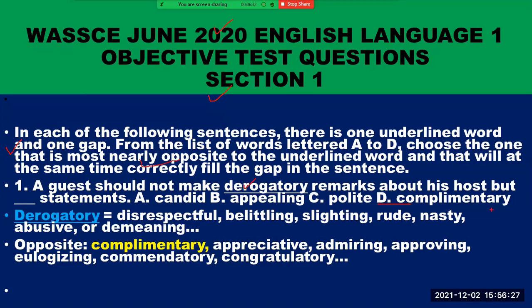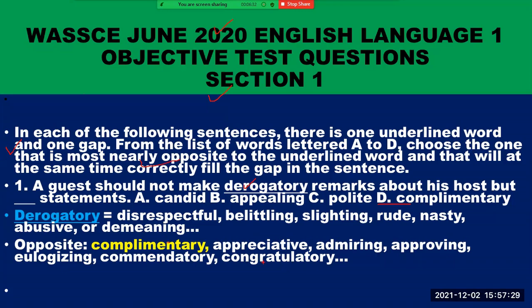Your remarks could be polite generally, and when you refer the remarks to somebody, it could also be polite, but complimentary is more of the opposite of derogatory than polite, especially in this context. All right, so you can see we have quite a number of opposites of derogatory. We have complimentary, which we have chosen. Then we have appreciative, admiring, approving, eulogizing, commendatory, congratulatory. So this will show you that it goes beyond just being polite. It has to do with addressing someone in a commendatory, appreciative or admiring manner. That's really what it means, or complimentary.